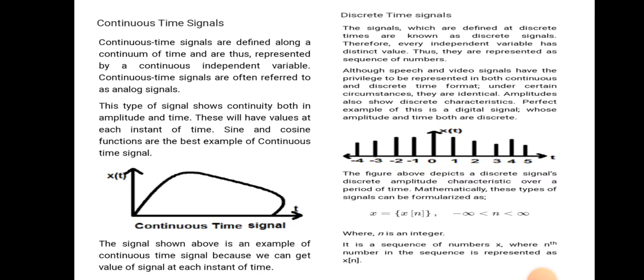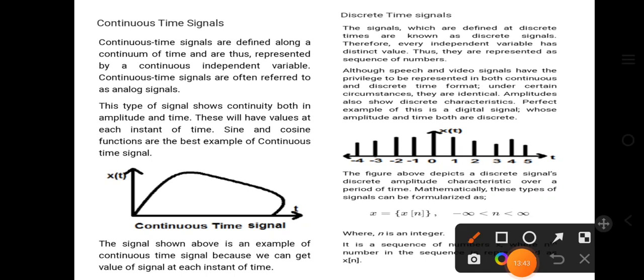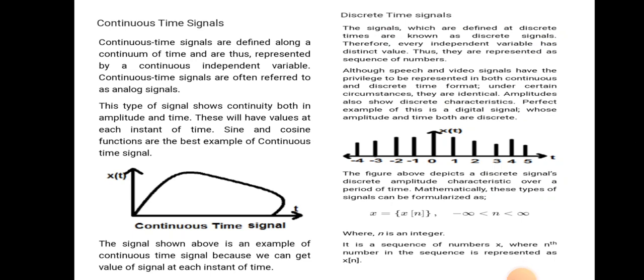So in digital signal processing, we are going to deal with this second part, that is, we have to deal with discrete time signals. Now we will see what a continuous time signal is. Continuous time signals are defined along a continuum of time and are thus represented by a continuous independent variable. Continuous time signals are often referred to as analog signals.